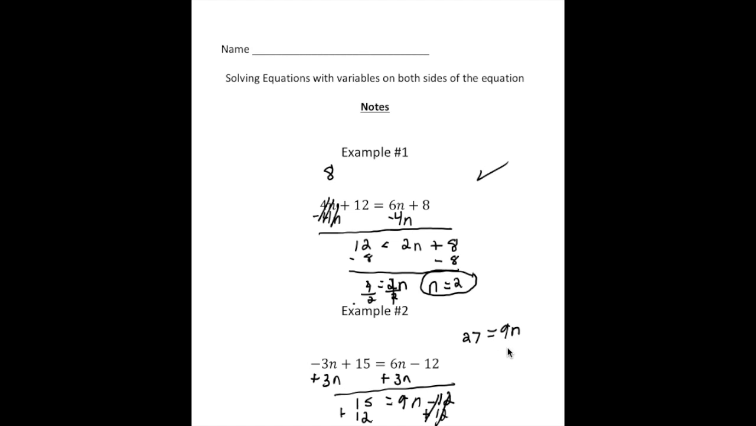And what's the next step? That's right. You're going to divide both sides by 9, right? And 27 divided by 9 is 3. So again, we're not quite done. Let's plug it back in, see if it works. Negative 3 times 3 is negative 9. Negative 9 plus 15 is 6, right? So we want this side to equal 6 also. 6 times 3 is 18. And 18 take away 12 is 6. It's right.